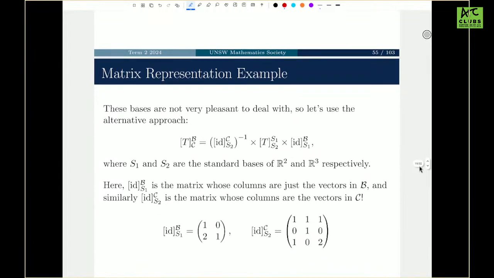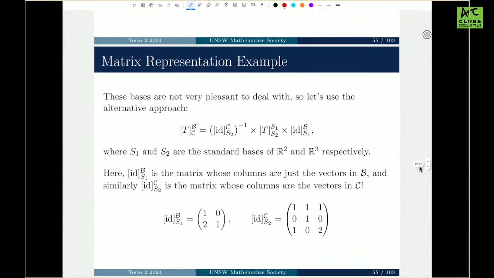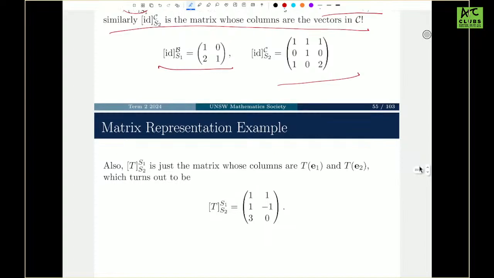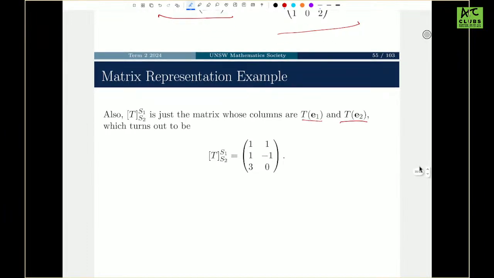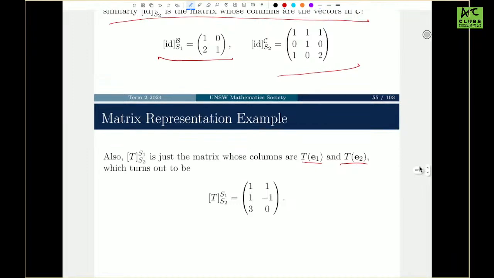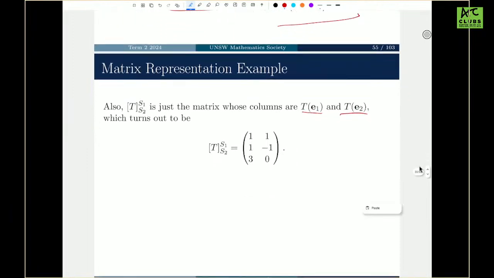So to do this, I explained what this was earlier. That's just going to be the columns of vectors in B, and the other one's going to be pretty similar. So we get these two just by stacking the vectors as columns in our two given bases. Middle thing, it'll just be a tiny bit more work. This is just the matrix whose columns are this and that. So we can just apply the map directly to the elements of the standard basis.